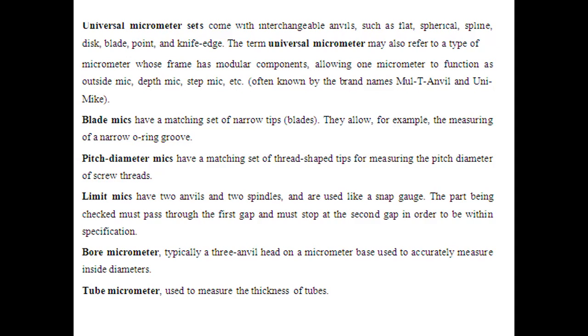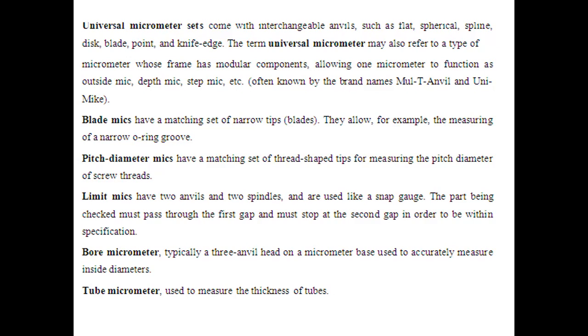Next one is the pitch diameter micrometer, which is used to find out the thread pitch diameter of a cylindrical jaw. Next one is the limit micrometer. It is the same as a snap gauge. Using the limit micrometer, we can find out the tolerance between the minimum and upper maximum dimension. So we can justify whether the machined part lies within the maximum or minimum value of the tolerance. Based on the specification, we can decide whether the part is good or not.